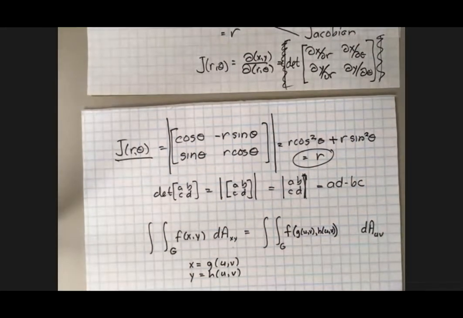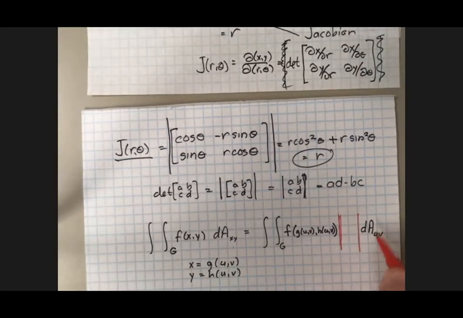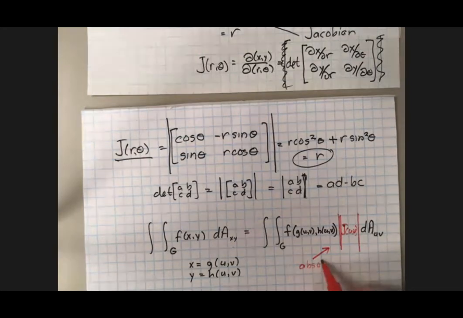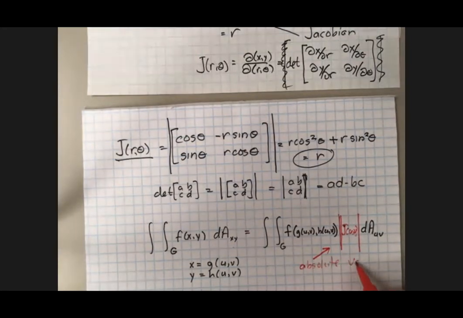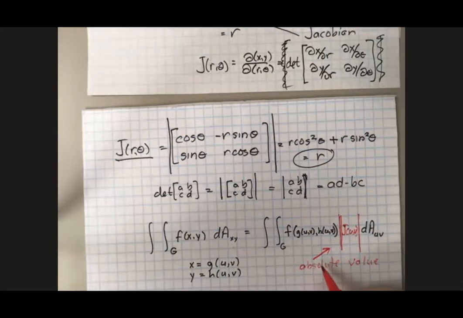I'm going to have to change the description of g to become a description of u and v. But now I'm going to switch to a different color. I have to pay for that switch with the Jacobian that I calculate for u and v. And I have to take the absolute value of this. This pen is running out of ink. Okay, with another pen, I have to take the absolute value of this.